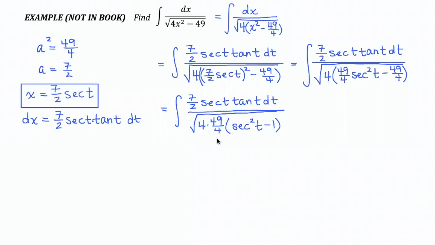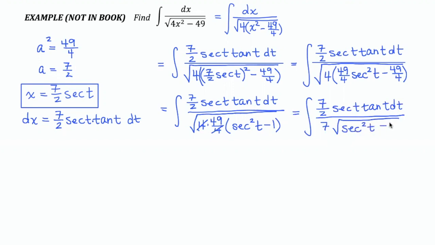Next, I'm going to notice my good luck here. I have 4 and divided by 4. I can cancel those. So that just leaves me with square root of 49 in the front. So now my integral has a 7 over 2 in the numerator, secant t tangent t dt. And in the bottom, that square root of 49 is going to become 7. And I've got my radical ready for matching up to an identity.